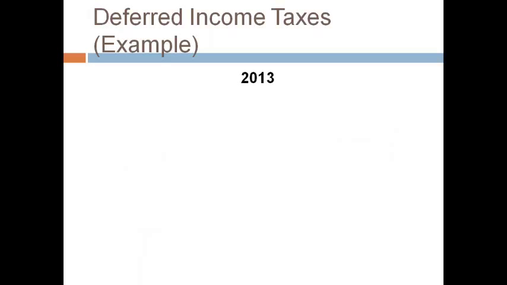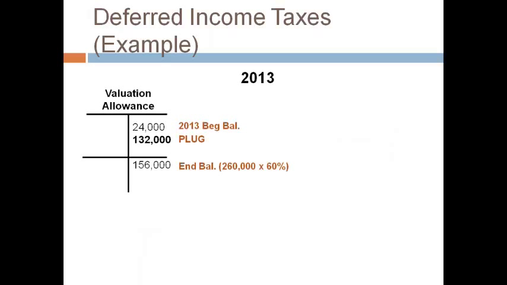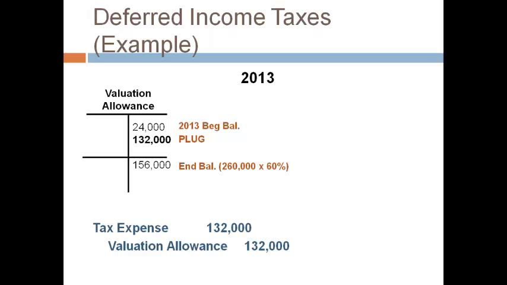The company had a beginning balance of $24,000 in 2013, and it was determined that a $156,000 balance was necessary. The entry to record the difference in the beginning and the computed ending amount is $132,000. The contra account reduces the asset and an expense is recorded.